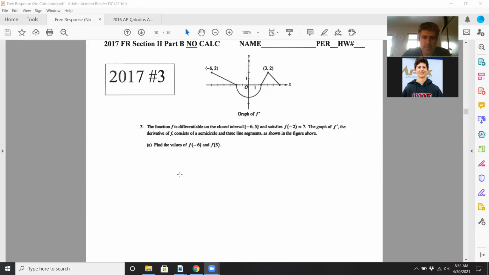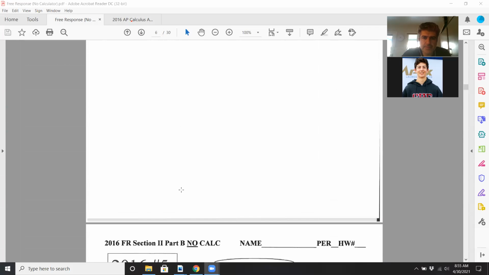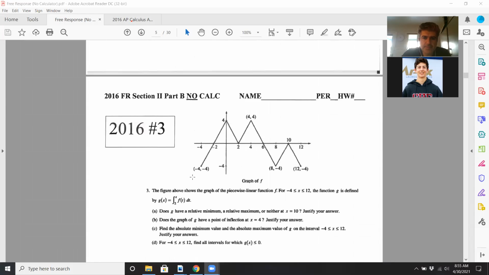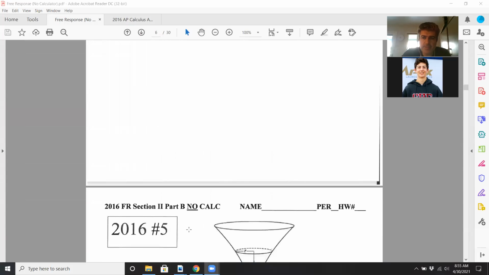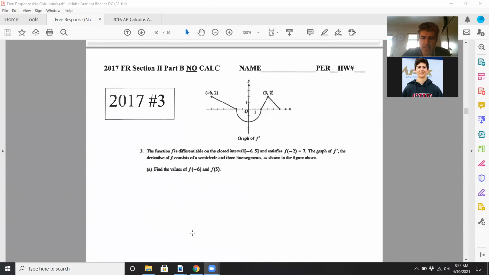Because, really, if you think about it, this right here, instead of saying graph of f, it's really the graph of g prime, right? Because f was g prime. So don't worry. It's still pretty much saying the same thing.